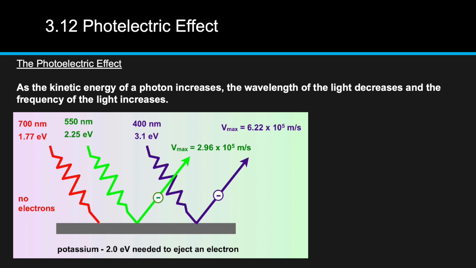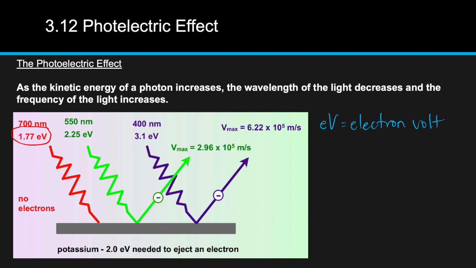All right, here's a closer look at the photoelectric effect with potassium metal, which requires 2.0 eV to kick out an electron. eV just stands for electron volt. So as you can see, with these 700 nanometers, it does not have enough energy to kick out an electron from potassium metal. So no matter how bright that red light is, it doesn't possess enough energy to actually eject one of the electrons from the potassium metal.